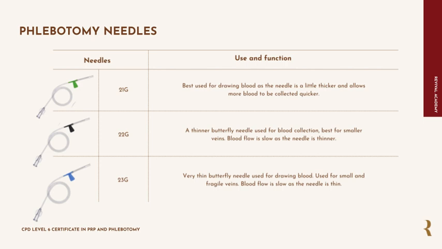Then you have 23. 23 is a really thin kind of needle. It's great for smaller or fragile veins, if you're trying to get any vein from the hand as well, or for anyone that's a little bit scared of having their blood taken, as the 23 is so thin that you can barely feel the needle going in. But also mind the fact that it's a very thin needle, so the blood comes out quite slowly with this one, but whenever you're using it, it's not painful at all.